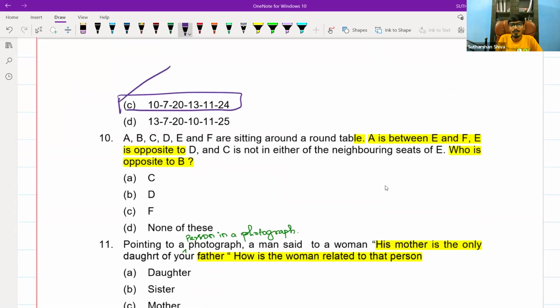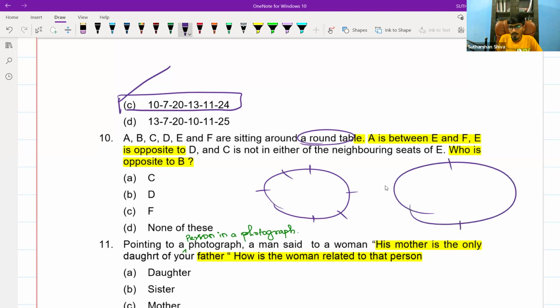The question number 10 is about a round table. Fine, we will draw a round table. How many persons? A, B, C, 6 persons, right? 1, 2, 3, 4, 5, 6. This is round, okay? This is not oval. A is between E and F. I want to fix only one person first.